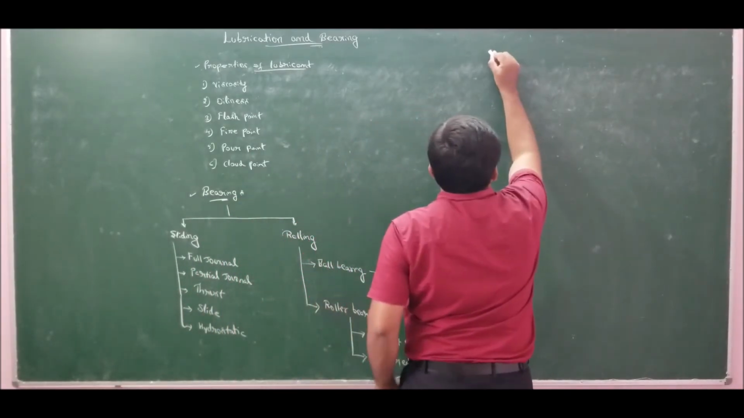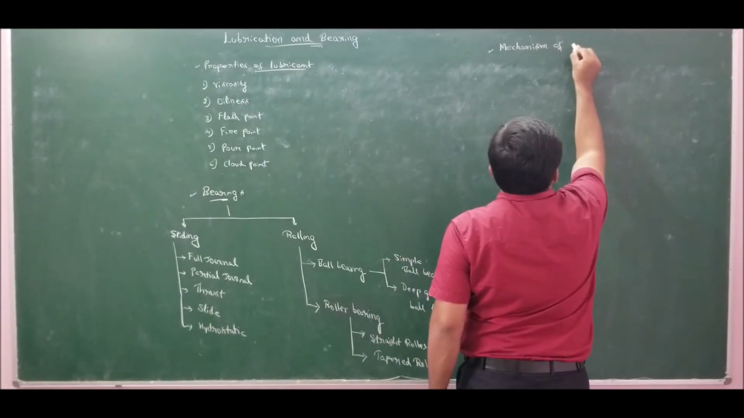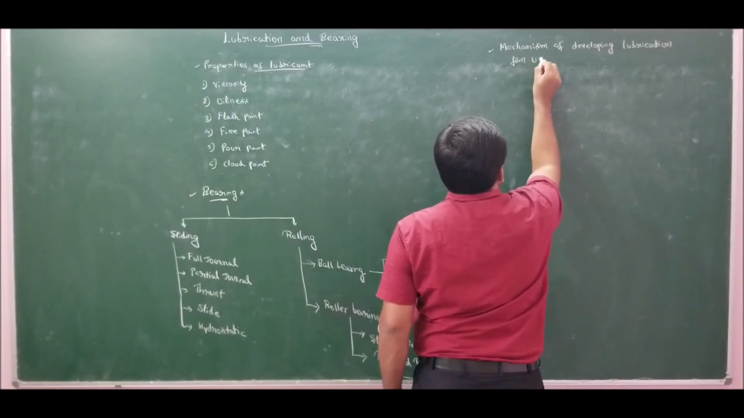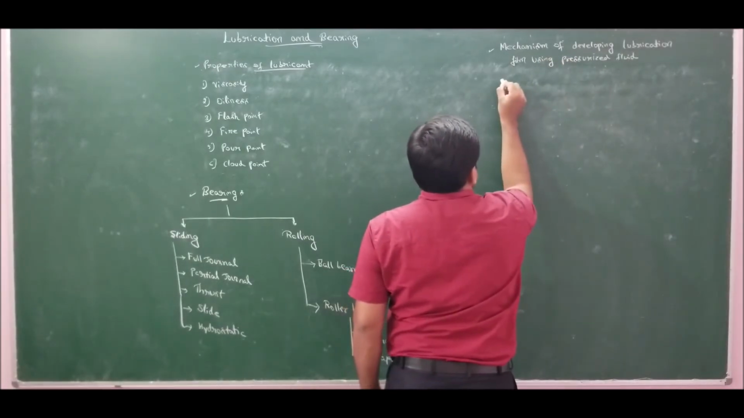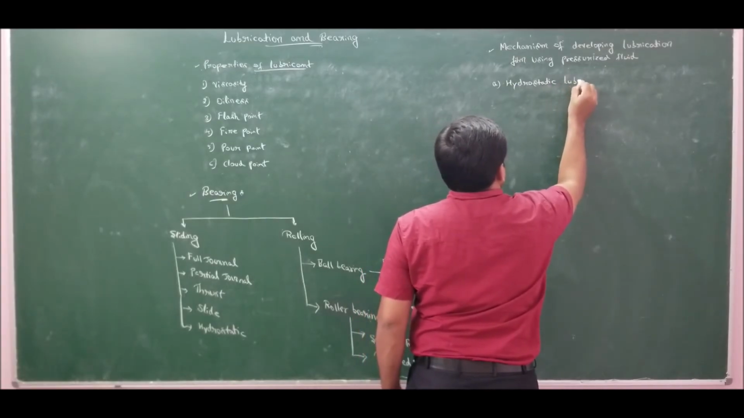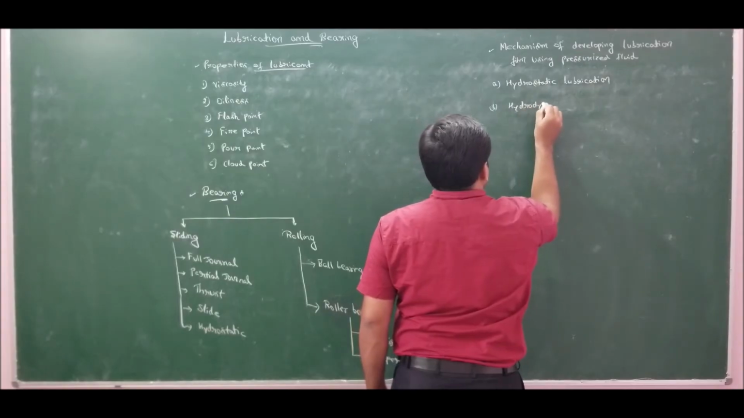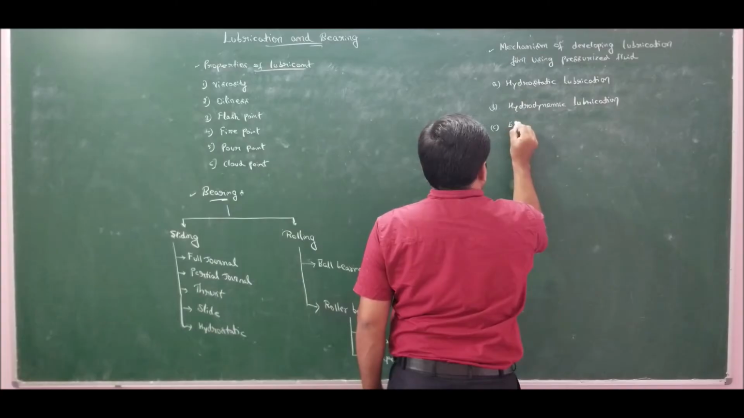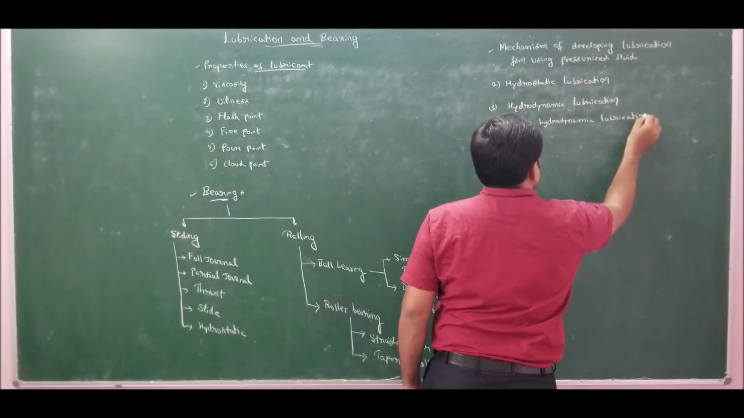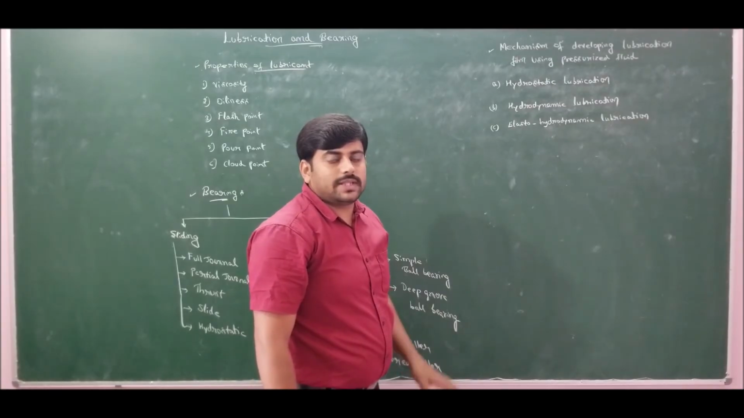The next concept is the mechanism of developing lubrication film using pressurized fluid, which is of three types. First one is hydrostatic lubrication. Second one is hydrodynamic lubrication, and third one is elasto-hydrodynamic lubrication. So these are the three different mechanisms of developing lubricating film between the rubbing surfaces.